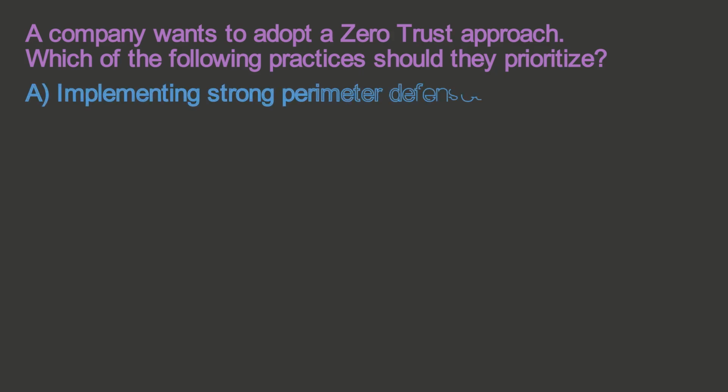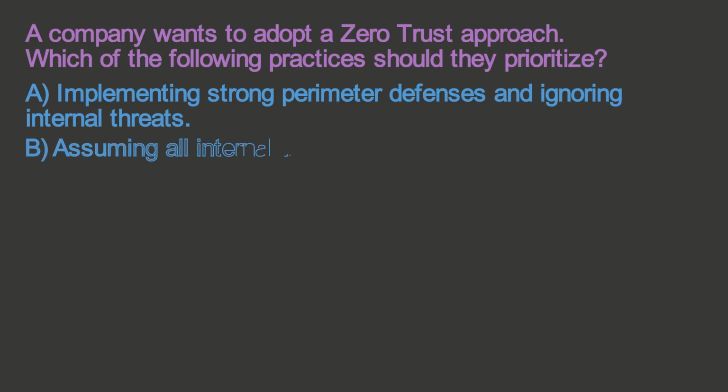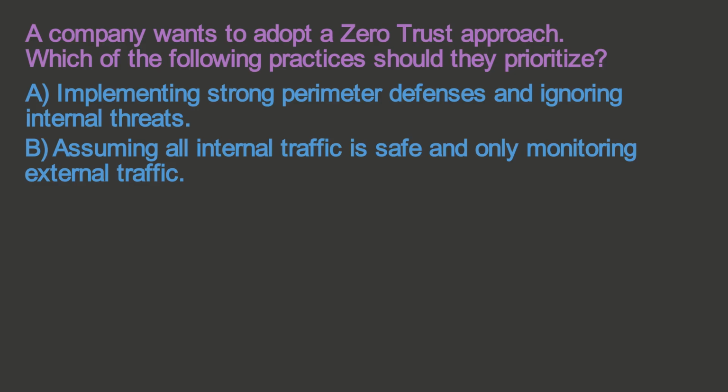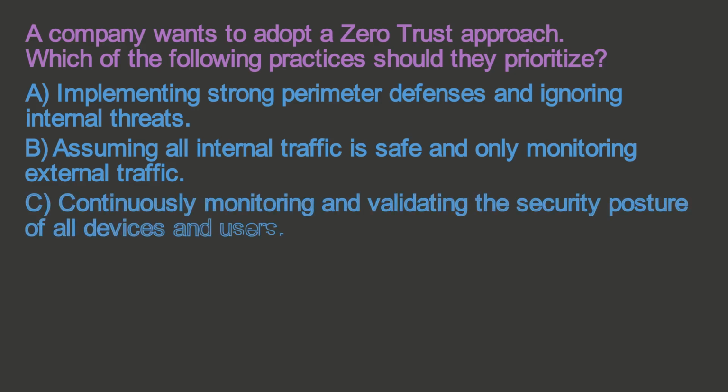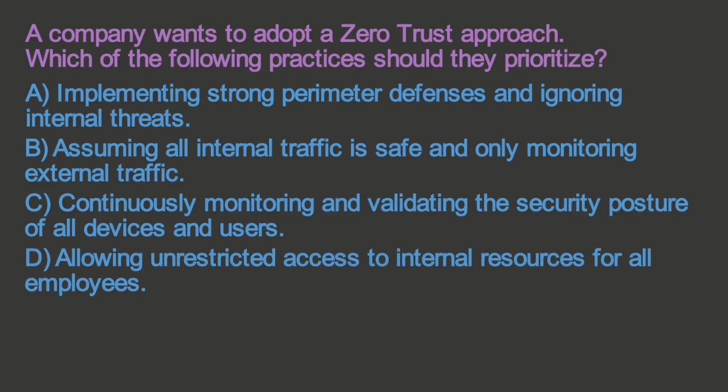A. Implementing strong perimeter defenses and ignoring internal threats. B. Assuming all internal traffic is safe and only monitoring external traffic. C. Continuously monitoring and validating the security posture of all devices and users. D. Allowing unrestricted access to internal resources for all employees.